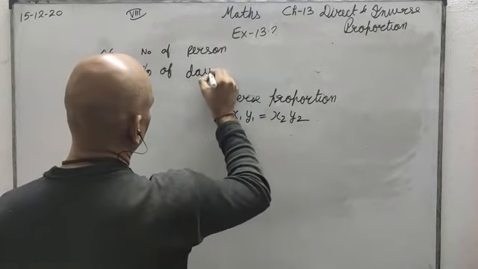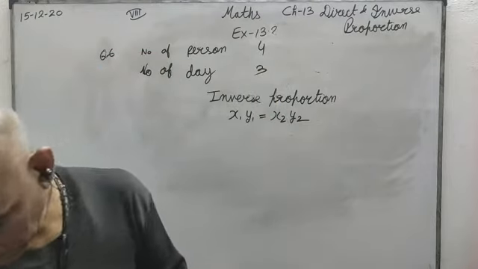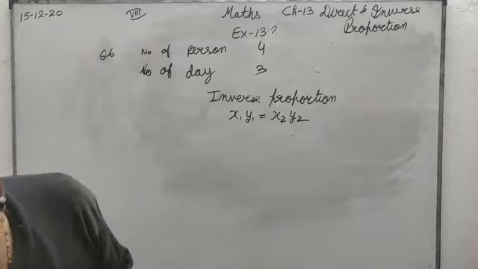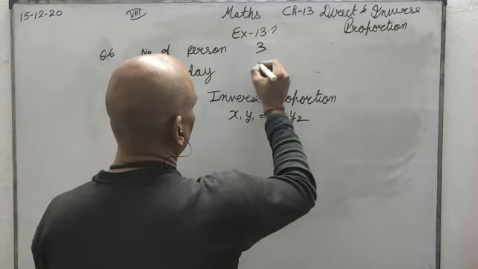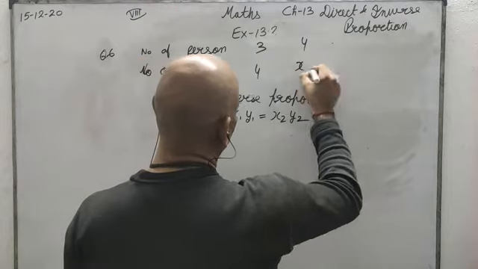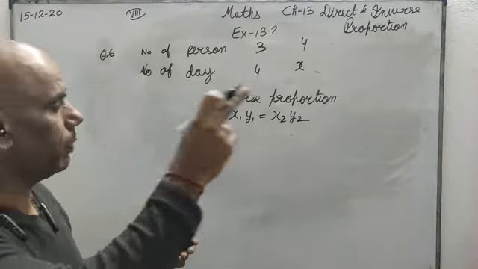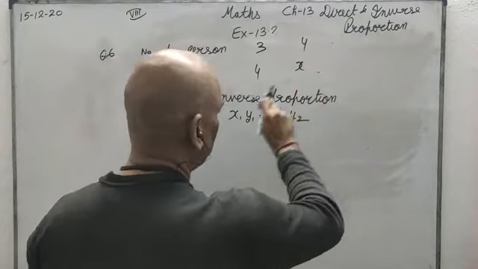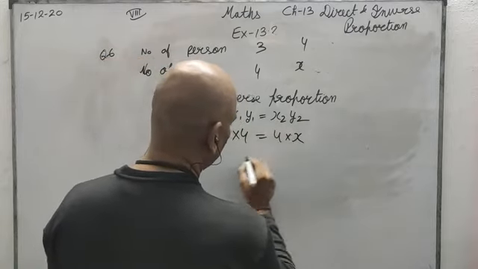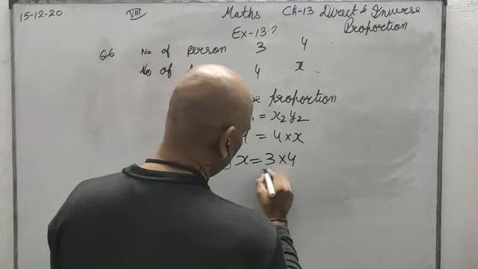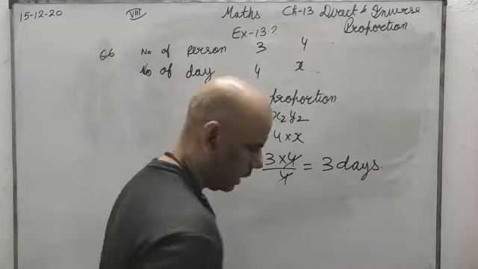Number of days. 4 persons were doing a job in 3 days. No, I have written it in wrong reverse manner. Yes, 3 persons will do it in 4 days. How long will 4 persons take? Now since the number of people have increased, so they will take less time. So number of people have increased, so now number of days will decrease. So it is the inverse proportion. 3 into 4, 4 into x, and x is equals to 3 into 4 upon 4. 4 and 4 cancel, so they will finish the job in 3 days.